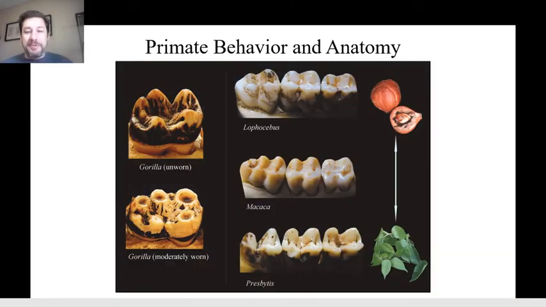So here's just an example. The first thing we're going to look at is dentition, which is the main thing that tells us about primate diet. And so there's a wide variety of primate dentition. Of course, we have a very generalized dentition because we eat all kinds of foods, but many primates are more specialized, and they have more specialized tooth arrangements as a result. And so we're going to go through the main kinds of primate diets and look at what the adaptations are for each of them.